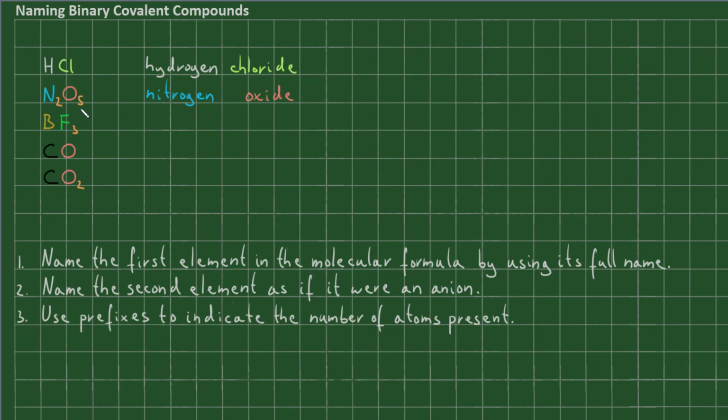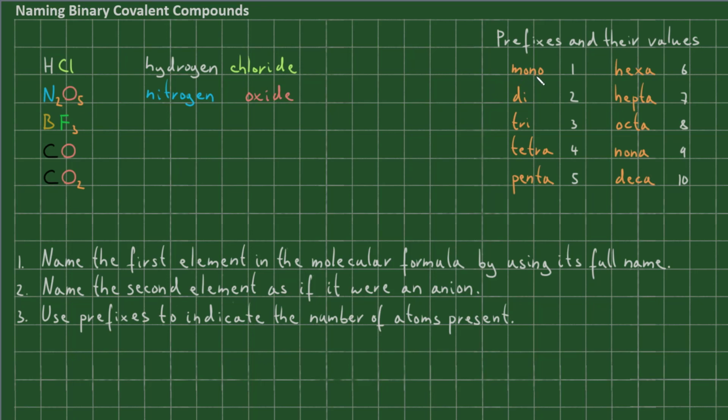What are these prefixes? Well, here they are. Mono, di, tri, tetra, penta, and so on. Each prefix stands for a particular number. So mono stands for 1, di for 2, tri for 3, and so on. Based on the formula, I have two nitrogens. The name needs to reflect this. So I'm going to write the prefix di in front of nitrogen. There are 5 oxygens, so I'm going to use the appropriate prefix to indicate that as well. Thus, the name of this compound is dinitrogen pentoxide.